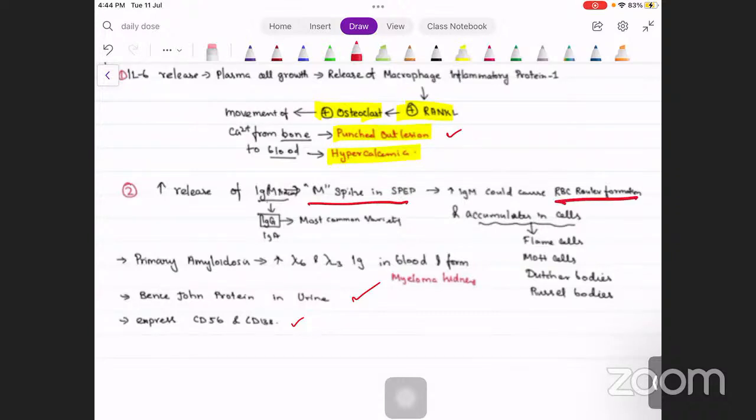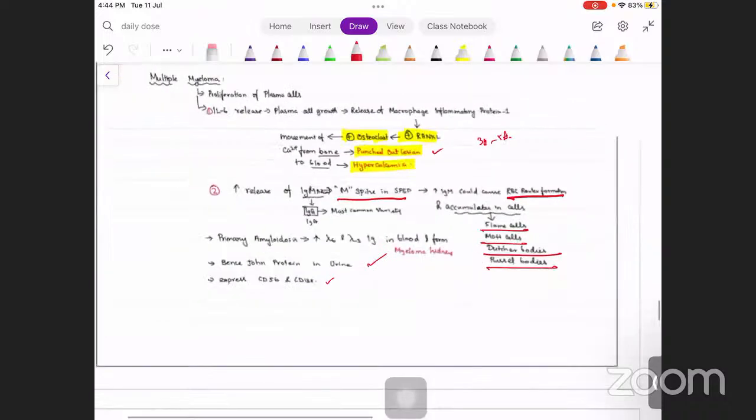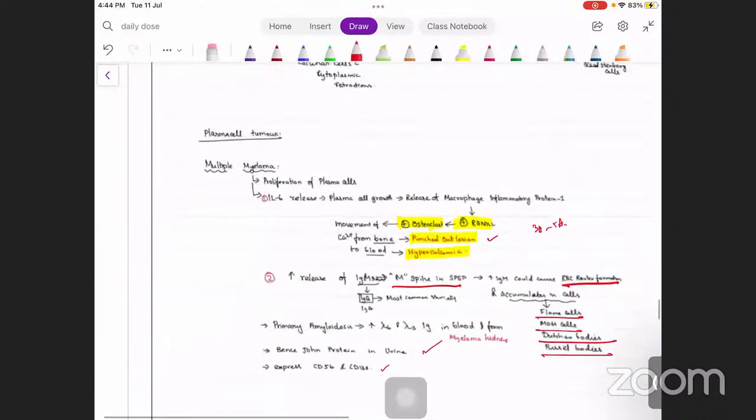So that in turn accumulates in the cell. You see the Dutcher bodies, you see the Russell bodies, you see the Mott cells, and you see the flame cells. Multiple myeloma is one of the 3-star to 5-star rated topics, man. Okay, so punched out lesion, Bence Jones protein, CD56 and 138, M spike in SPEP, flame cell, Mott cell, Dutcher bodies, and Russell bodies. Okay, Dutcher bodies and Russell bodies. All of them are present in multiple myeloma.